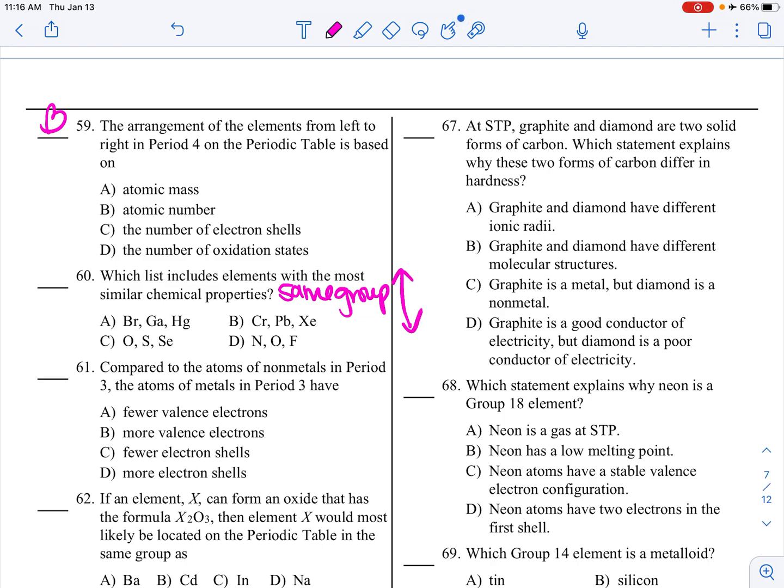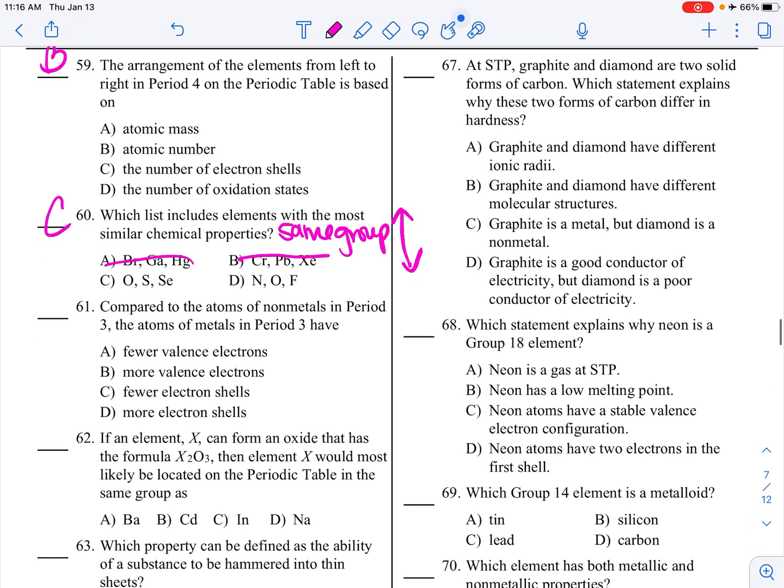So bromine is in group 17, so we want other ones that are up and down. No, gallium goes this side to side. Yeah, this is not good. Chromium is in group 6. Lead, nope. Oxygen's group 16. Chalcogen, sulfur below it, selenium below it.